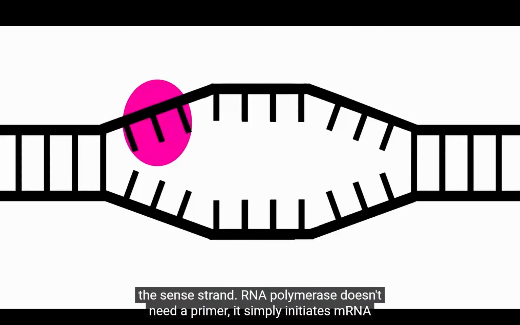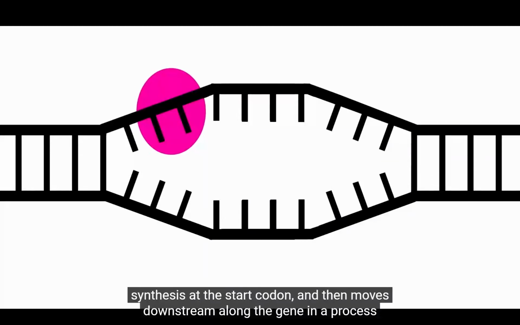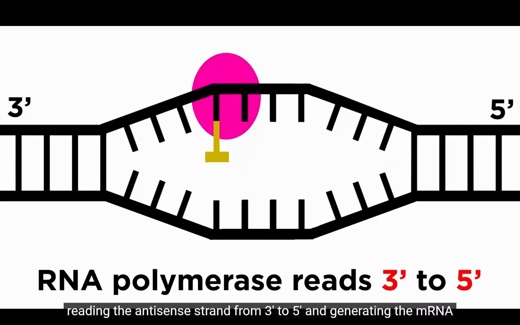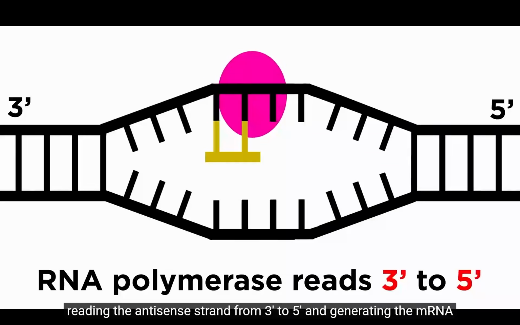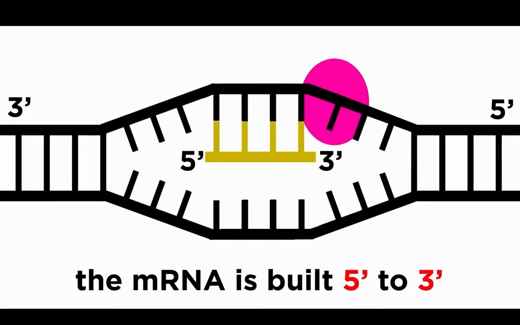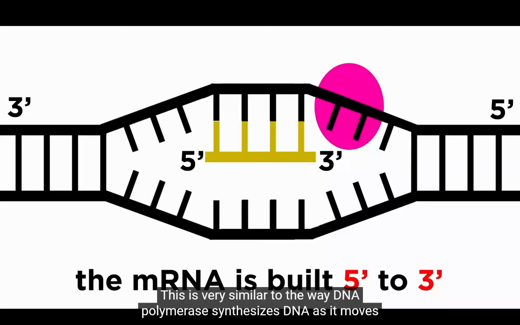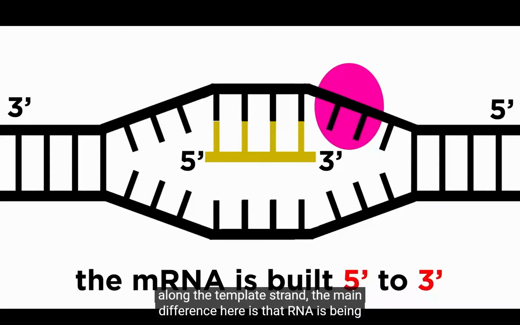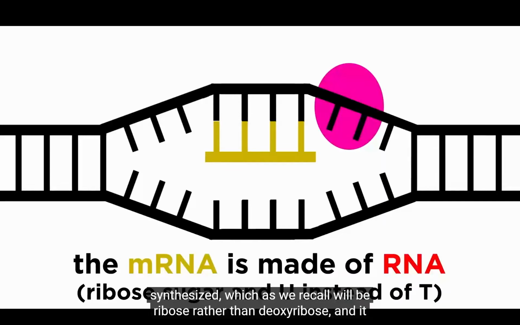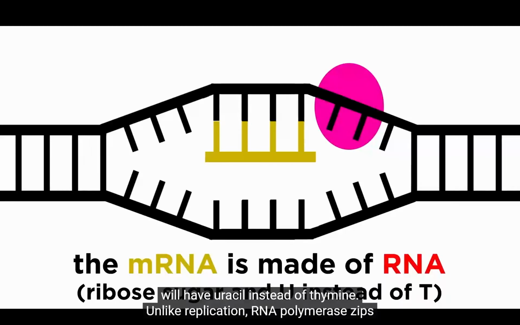RNA polymerase doesn't need a primer. It simply initiates mRNA synthesis at the start point and then moves downstream along the gene in a process called elongation, synthesizing the mRNA as it goes, reading the antisense strand from 3' to 5' and generating the mRNA from the 5' end, attaching RNA nucleotides to the 3' end as it goes. This is very similar to the way DNA polymerase synthesizes DNA. The main difference is that RNA has ribose rather than deoxyribose, and uracil instead of thymine.